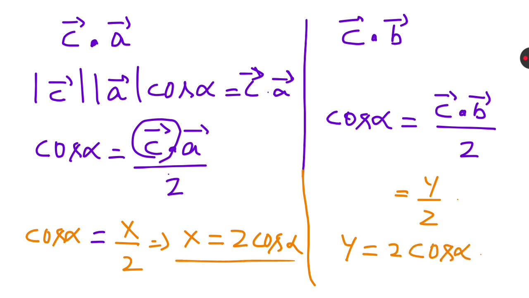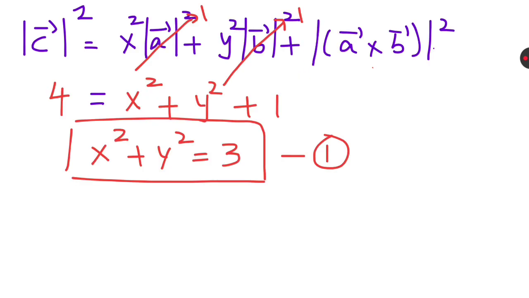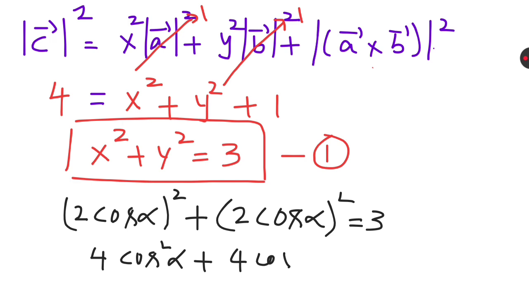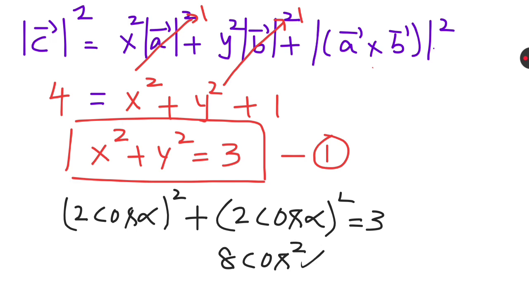Now substitute these x and y values in equation 1. The x value is 2 cos alpha whole square, plus the y value, 2 cos alpha whole square, equals 3. So 2 cos alpha whole square is 4 cos square alpha, and adding the other 4 cos square alpha gives 8 cos square alpha. Did you see? This is our question: 8 cos square alpha. The value is 3.